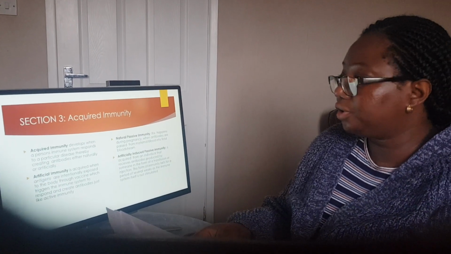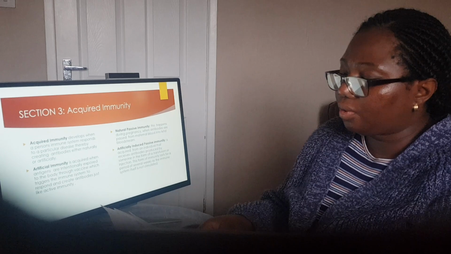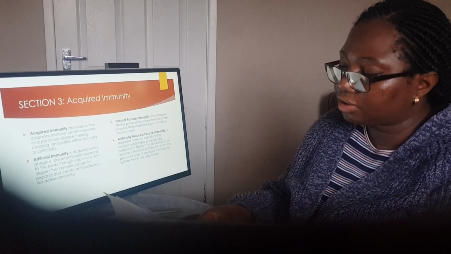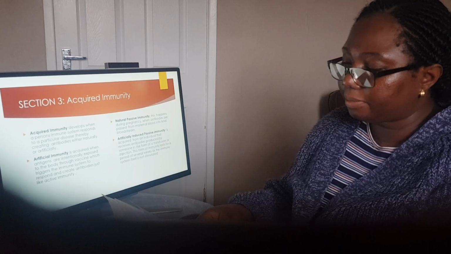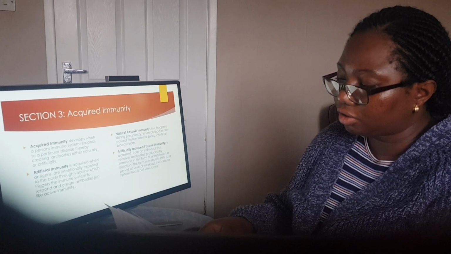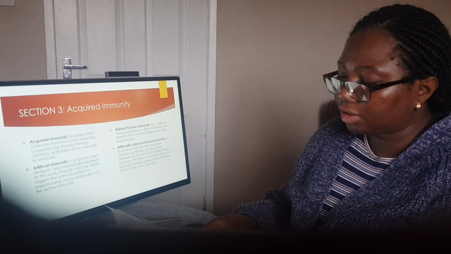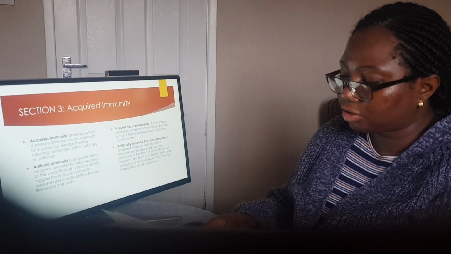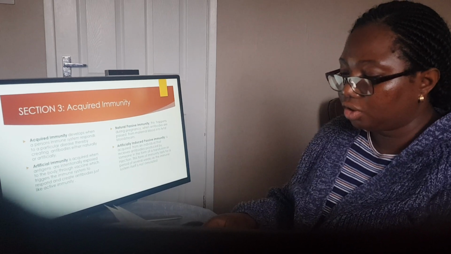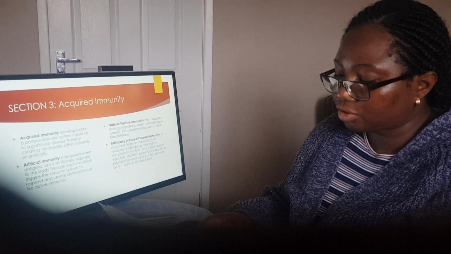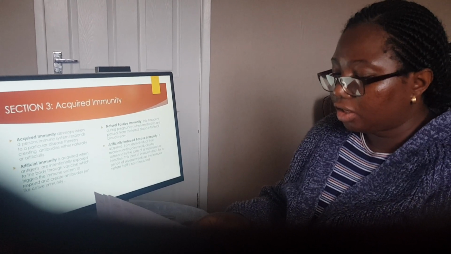Section 3. Acquired immunity. Acquired immunity develops when a person's immune system responds to a particular disease, thereby creating antibodies either naturally or artificially. Artificial immunity is acquired when antigens are intentionally exposed to the body through vaccine, which triggers the immune system to respond and create antibodies, just like active immunity.